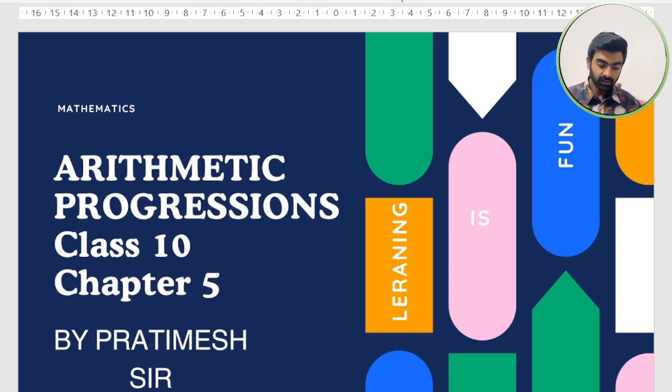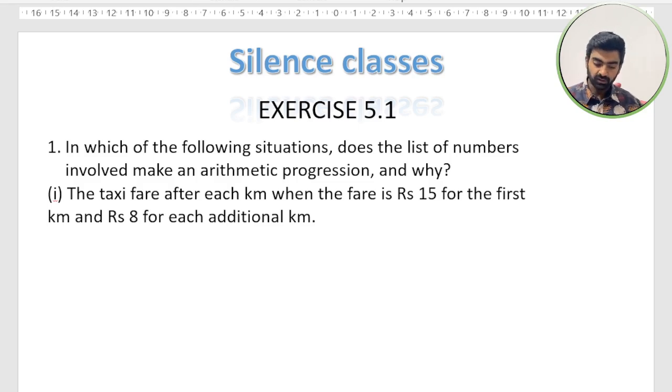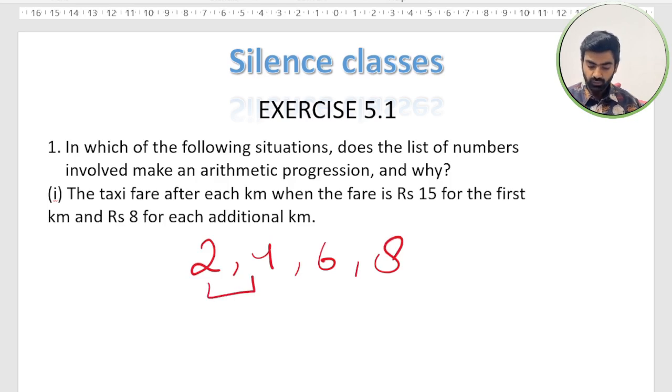What is the question saying: in which of the following situations does the list of numbers involved make an arithmetic progression? We have to solve the questions and check whether they are forming an AP or not. And you know what an AP is? AP means the difference between the terms should be the same, like 2, 4, 6, 8. You can check it out: 4 minus 2 is 2, 6 minus 4 is 2, 8 minus 6 is 2. The common difference between them is 2.